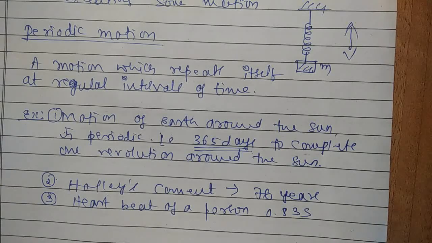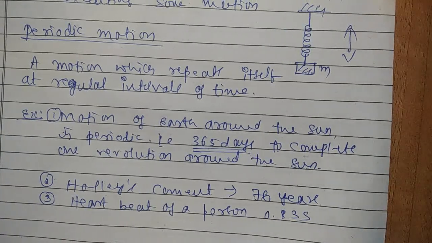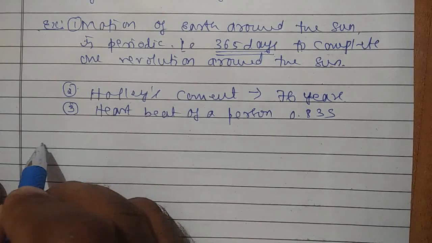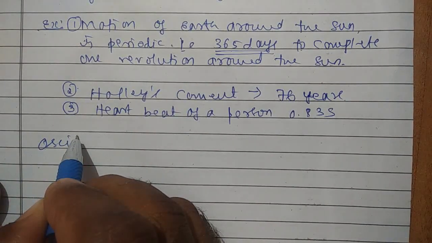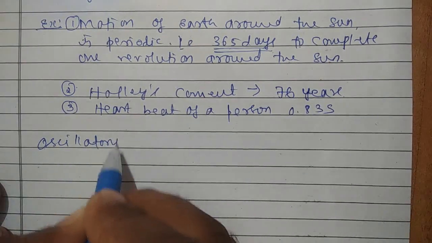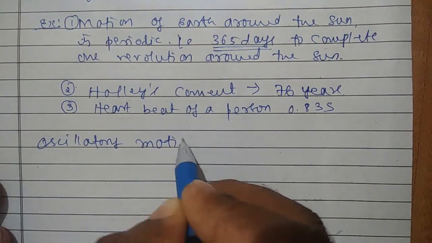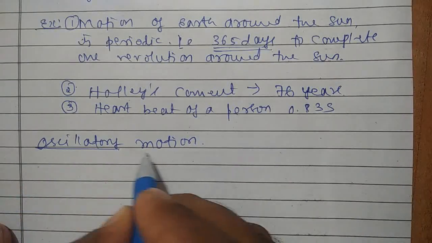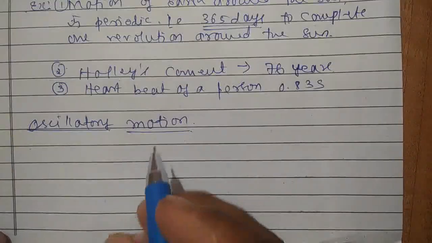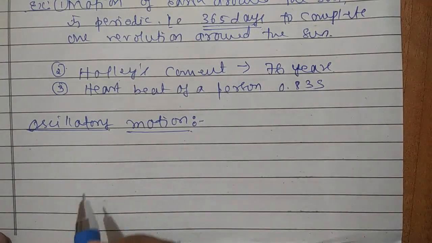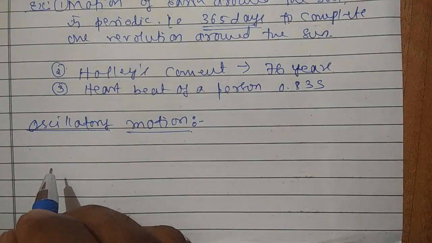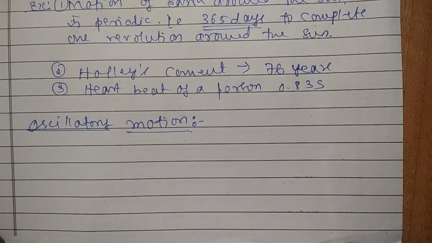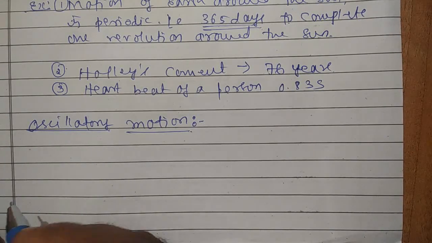Now let us understand what is meant by oscillatory motion. Let us understand what you mean by oscillatory motion. See, oscillatory motion means any body, if it moves to and fro repeatedly about a mean position, then that is what we call the oscillatory motion.